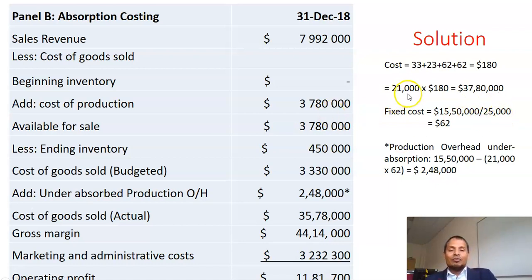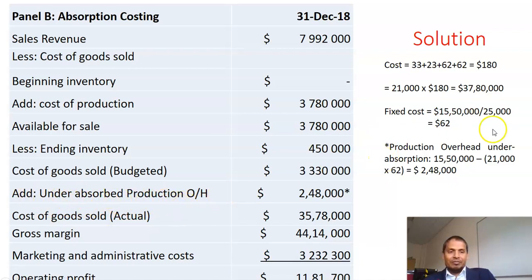But the problem is, according to budget, we are supposed to produce 25,000, but actually we produced 21,000. So if you produce 21,000, you charged fixed cost only for 21,000 in the production. But what about the remaining 4,000? Fixed cost for the remaining 4,000.